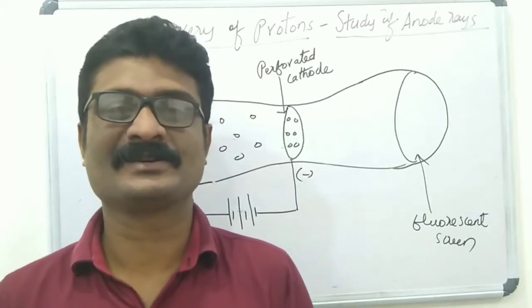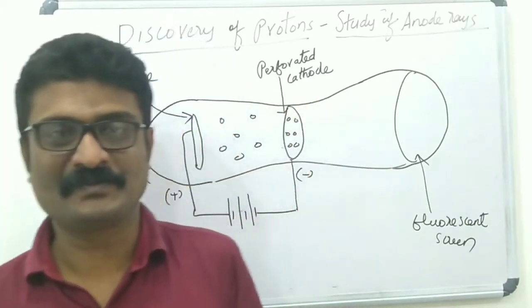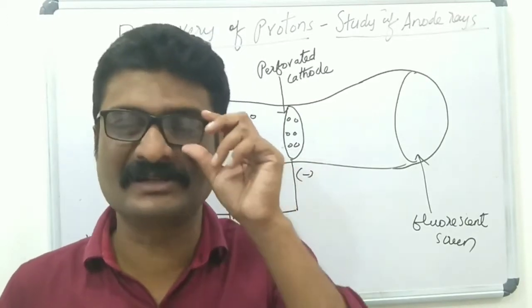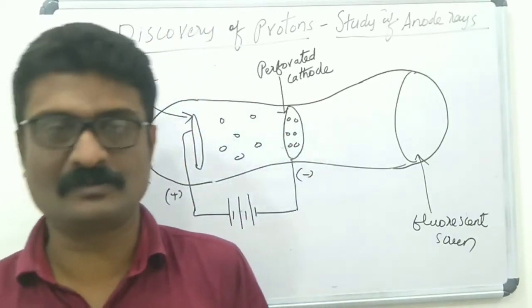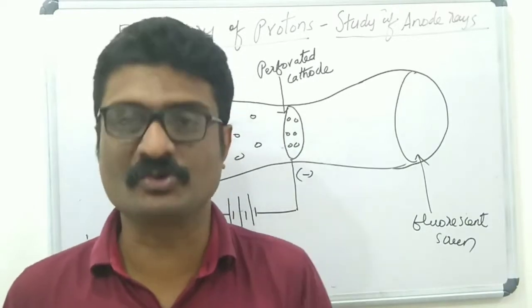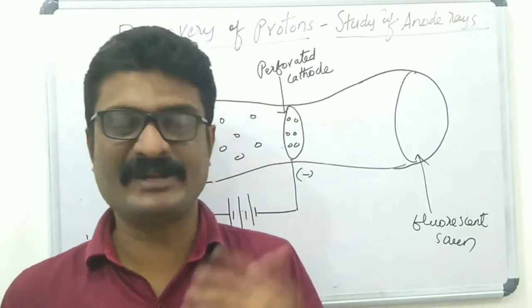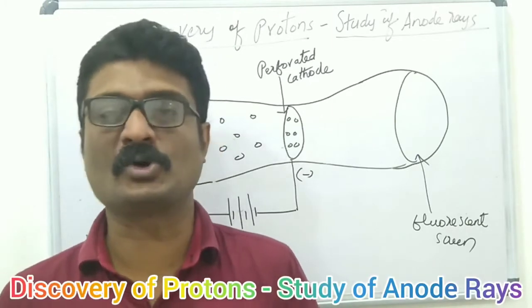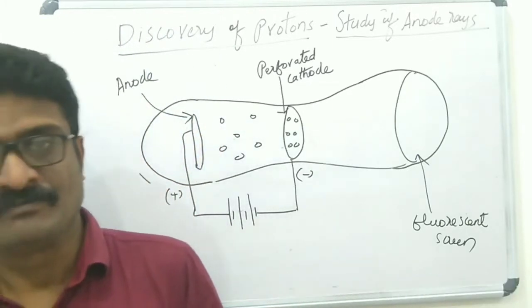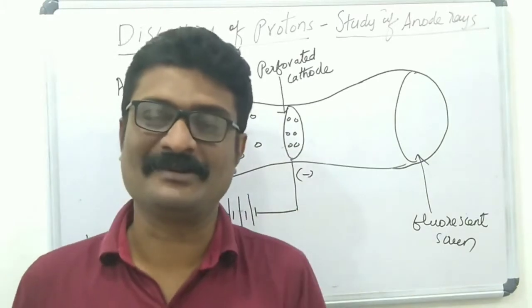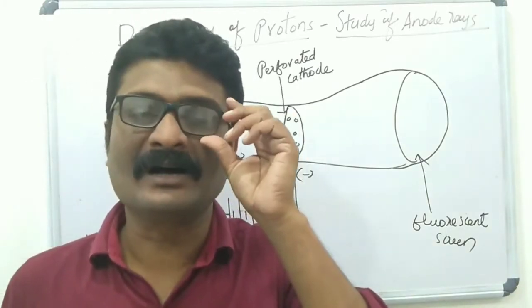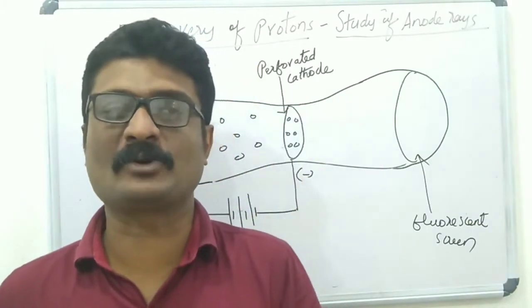Hello students, in my last video we learned a very important topic from surface chemistry, that is the discovery of electron. Today I am going to discuss the next very important topic, that is discovery of protons. The discovery of anode rays leads to the discovery of protons.